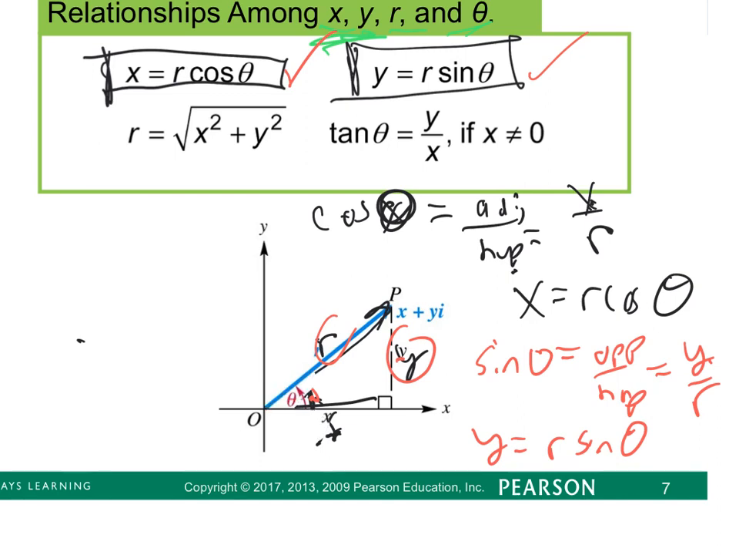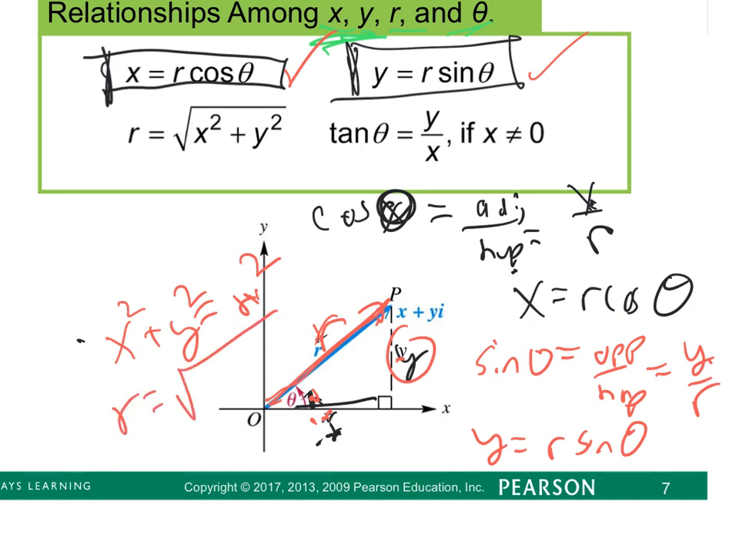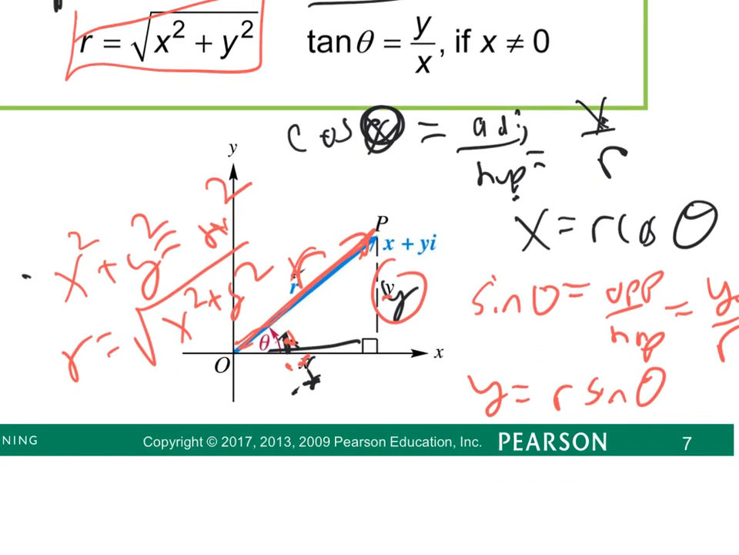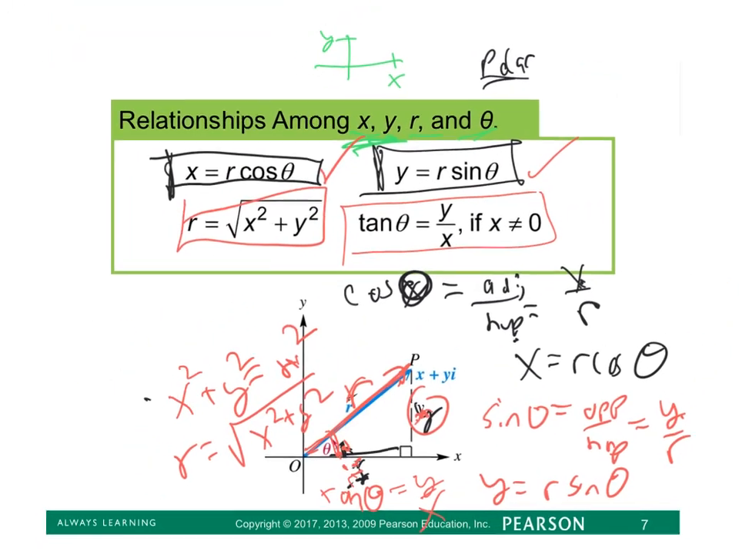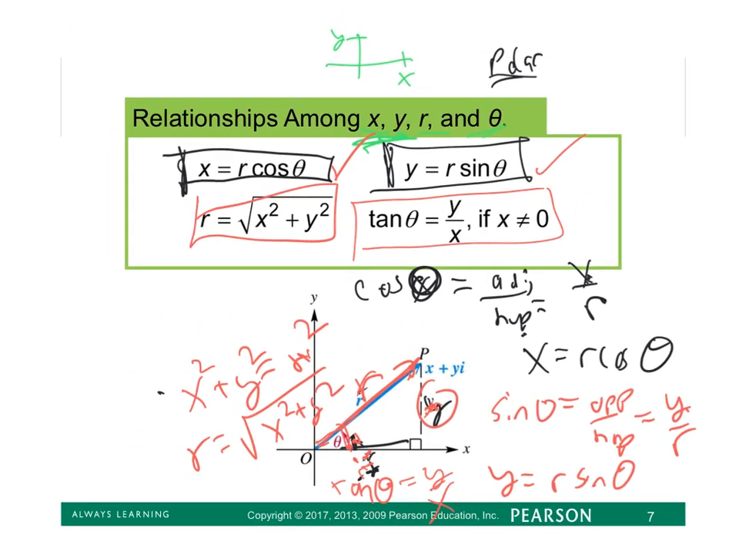So if I want to find how long r is, Pythagorean theorem says x squared plus y squared must be equal to r squared. Take the square root. R must be the square root, it's positive, of x squared plus y squared. That's where that came from. When you're looking at the angle and you have x and y, then the tangent of that angle is y over x.